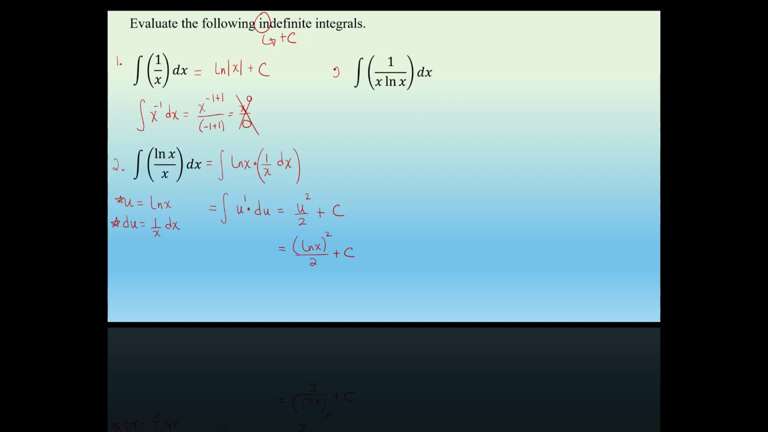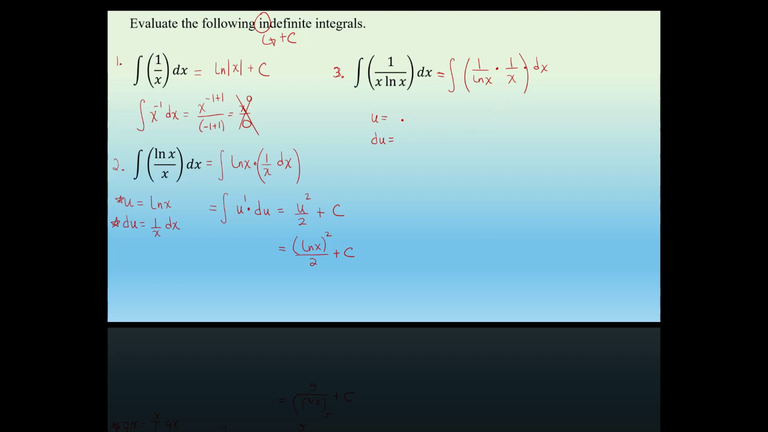So the third one kind of looks familiar to the second one and the first one, just a little different. Let's see how different it really is. So I know I need a u and a du, but this time I see the 1 over x and I see a 1 over ln of x. So maybe I need to rewrite this first. So I'll rewrite it as 1 over ln of x times 1 over x times dx off to the side.